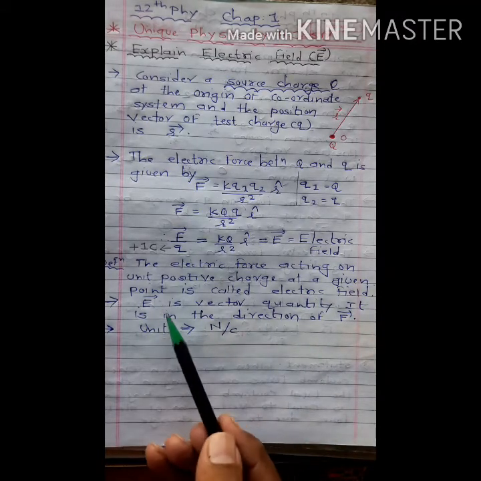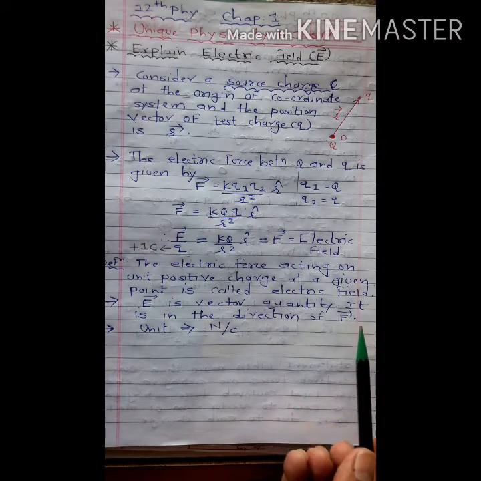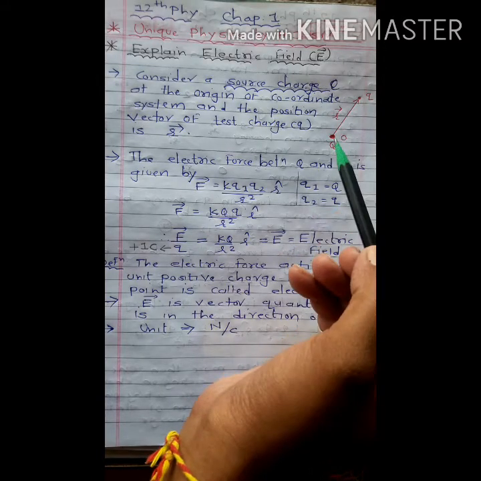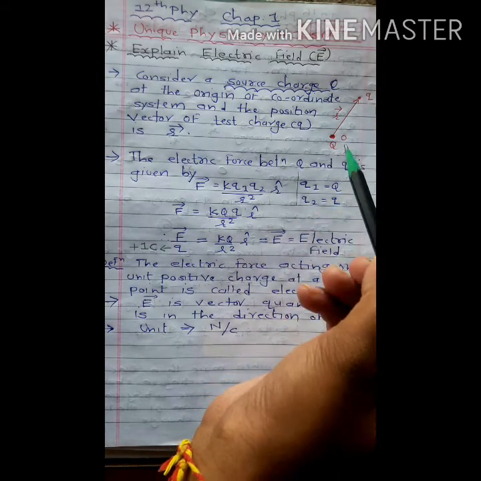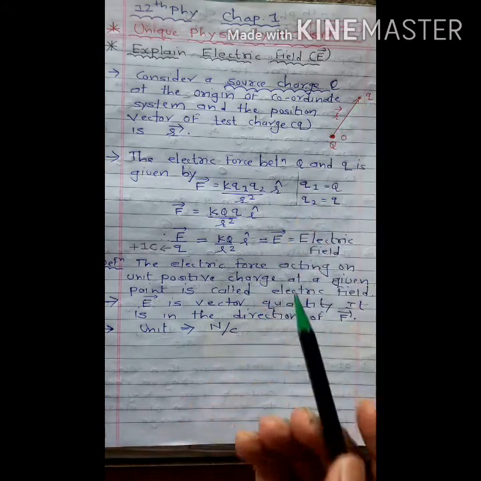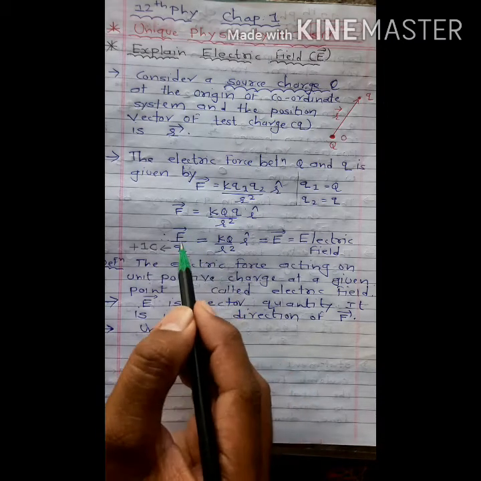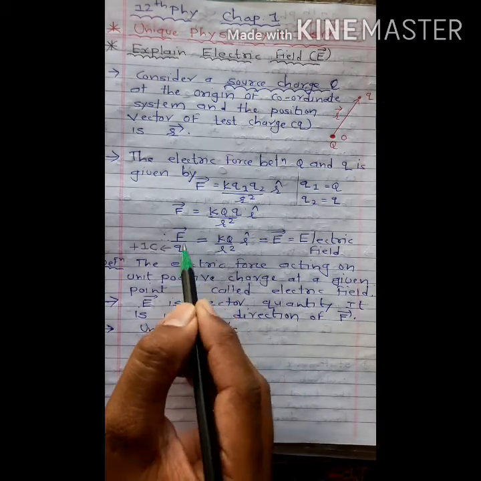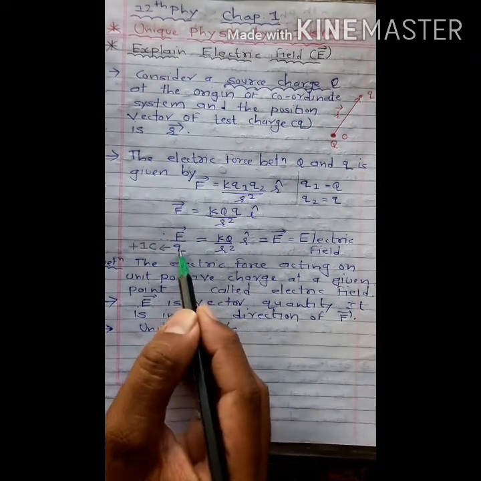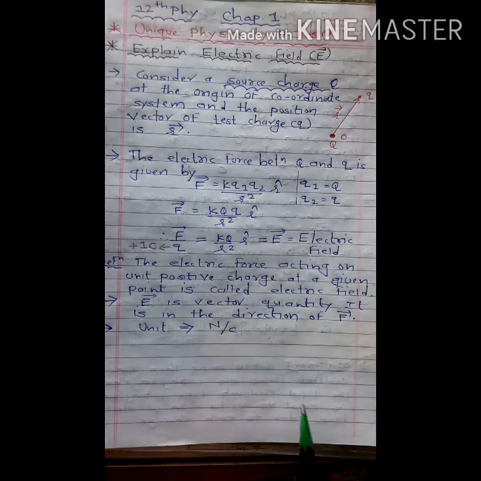Now remember one more point, electric field is a vector quantity and it is in the direction of force. So this is our capital Q charge, this is the direction of force from capital Q to small q charge. So this also gives the direction of electric field. Now remember the unit of electric field. We have the equation force upon charge. The unit of force is Newton and the unit of charge is Coulomb. So the unit of electric field is Newton per Coulomb.